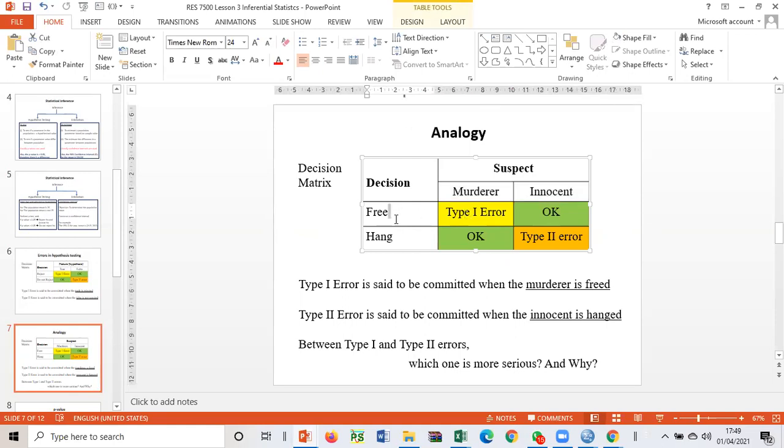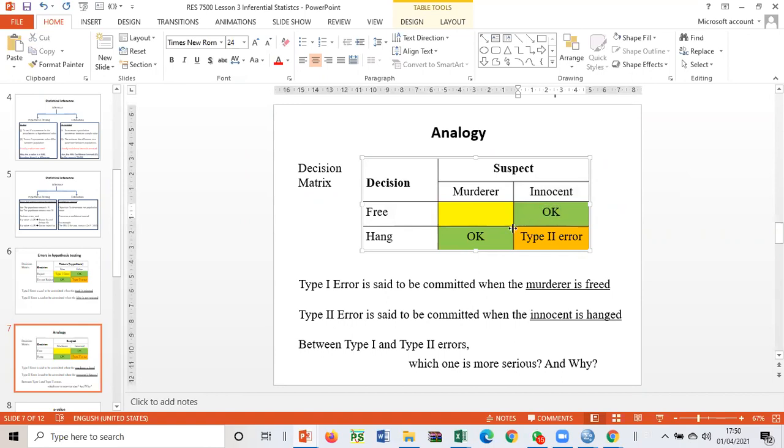Now read this side, free or hang. So what is this yellow box? What are you doing in the yellow box? You are freeing a murderer, right? This yellow box represents your decision, free a murderer. Is it okay to free a murderer? No. This green box, what are you doing? What's the decision? He is innocent, you can let him go home. You are freeing an innocent. Is that the right thing to do? Yes, it's supposed to be.